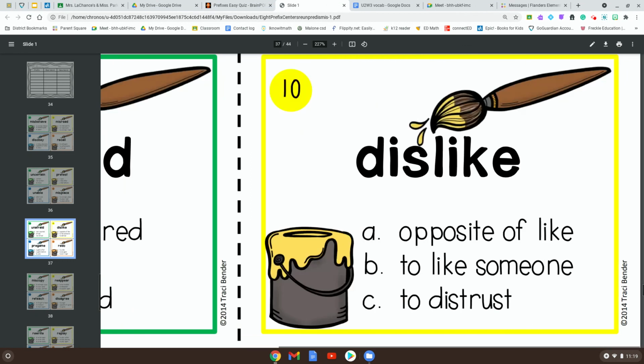And last one, dislike. Is it the opposite of like, to like someone, or to distrust? Like is our root word. Dis means the opposite. So dislike means to not like someone, so it would be the opposite of like.